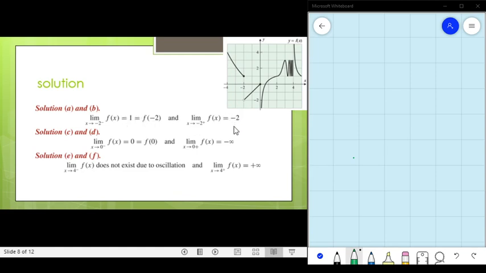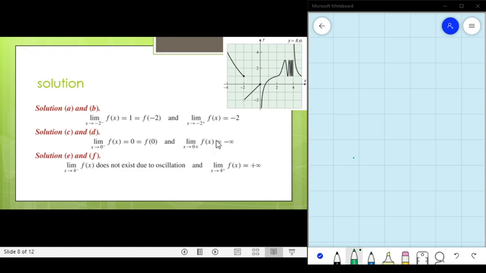And the limit of f of x as x approaches -2 from the right. So look at from the right of -2. The value of y gets closer and closer to -2. So, that's why we can say that the limit of f of x as x approaches -2 from the right is -2.